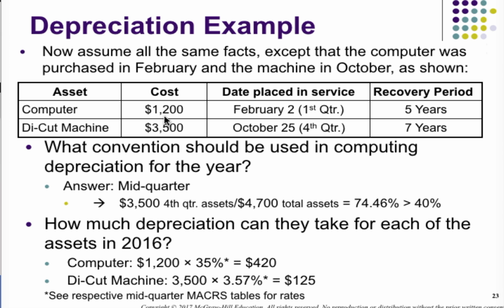So this is just what I was saying, the opposite of that, where we flip-flopped the assets to the first quarter and fourth quarter. And so now, greater than 40% of the assets that we placed in service during this year were placed in service during the fourth quarter. So what does that mean? That means we have to use the mid-quarter calculation. Based on that, we would look at the MACRS tables under mid-quarter and find the rates and multiply those rates times the value of the asset. And there you have it.